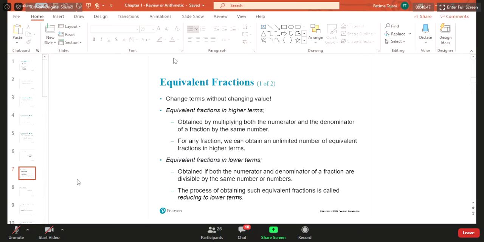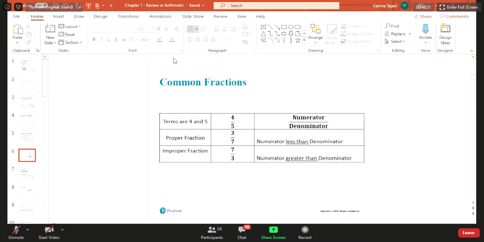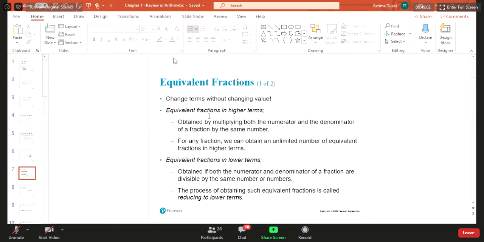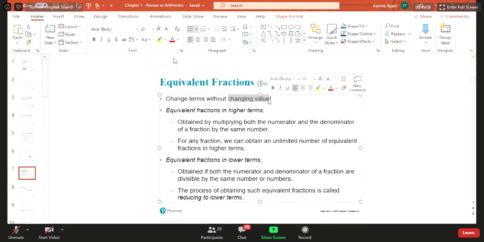So basically, as I mentioned, if you take 4 divided by 5 and multiply by 2, and further multiply by any number on both sides, numerator and denominator, it is going to bring up the fraction in higher terms. But the value does not change. When you bring it back to the lower term, it will still remain 4 divided by 5.